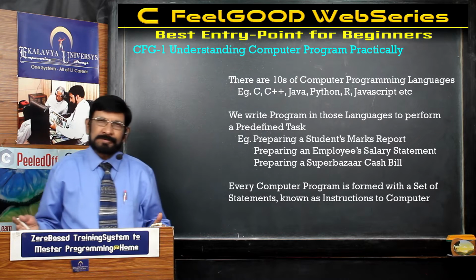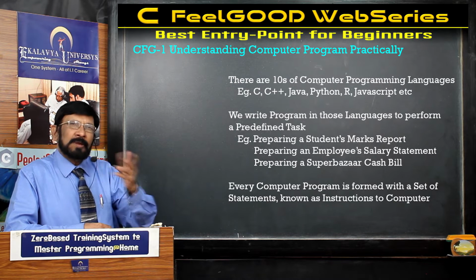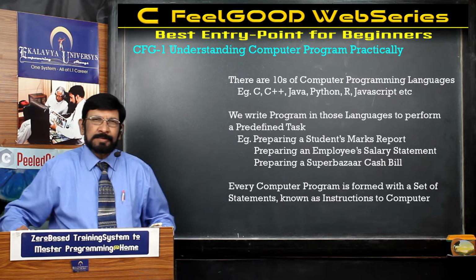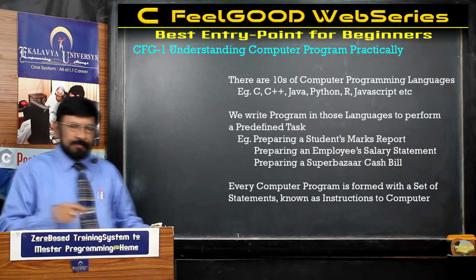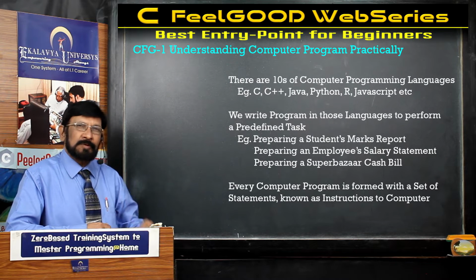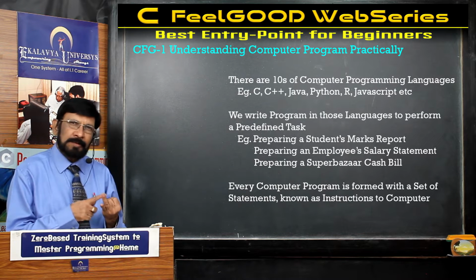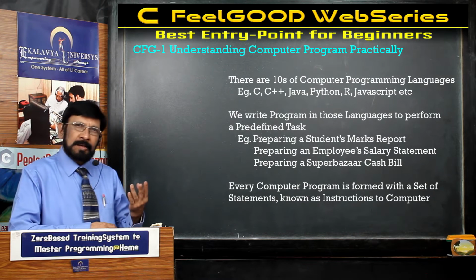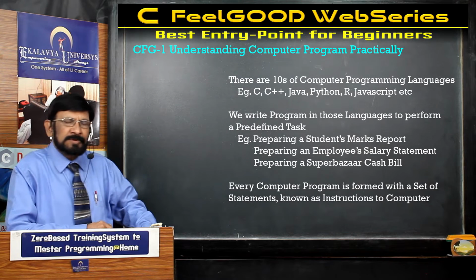Now what is our task? We are going to write computer programs. That's why we must know what is a computer program. Thereafter we have to understand a few more relevant concepts. Then only we take up projects or programs. Okay. In the programming world, there are tens of programming languages, namely C, C++, Java, Python, R, JavaScript, Swift, Perl, Ruby, like many dozens of programming languages.